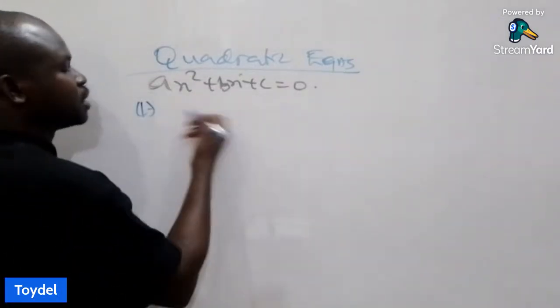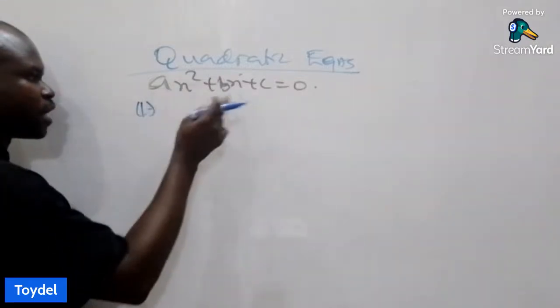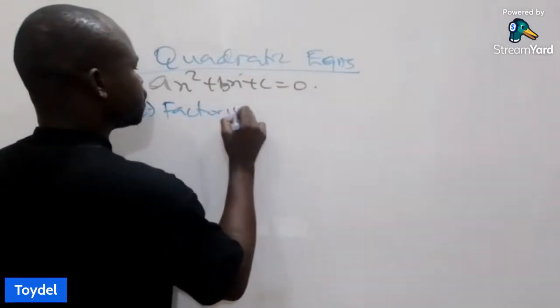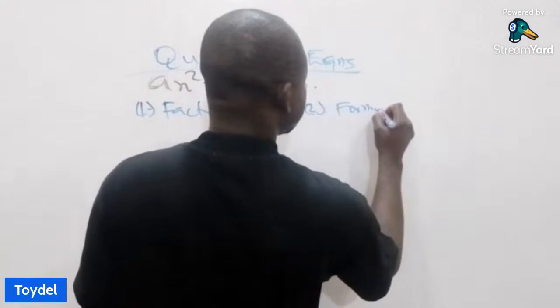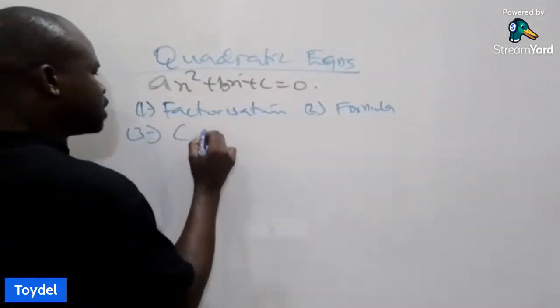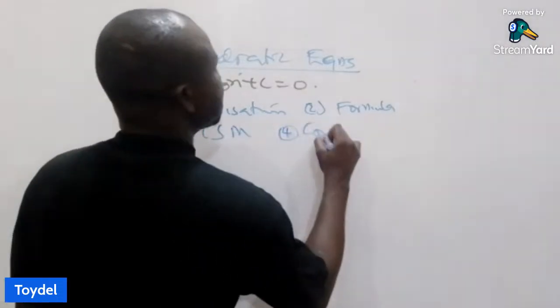You can be asked that the following are methods that we can use in solving quadratic equation, except we can use the factorization method. We can use the formula method, where we will be given the formula. We can use the completing the square method. Then we can actually use the graphical method.